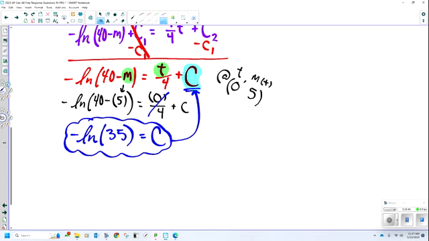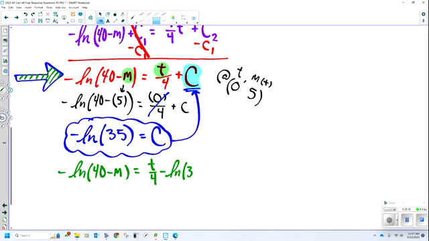So let's rewrite this line and put my value in for C. So it's the negation of the ln of 40 minus m. Remember, we're rewriting this line here. Okay, I don't want to make that 35 anymore. I just changed it to 35 to solve for C. Equals t over 4 minus the ln of 35. Okay, here's where your C ended up going.